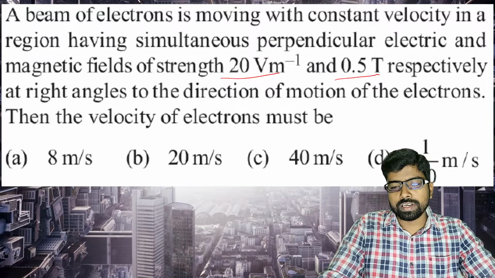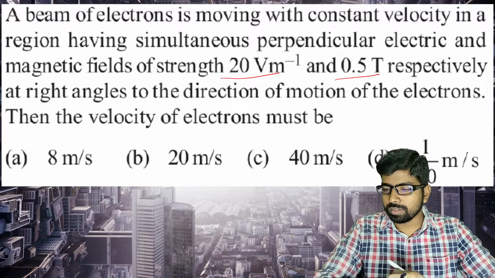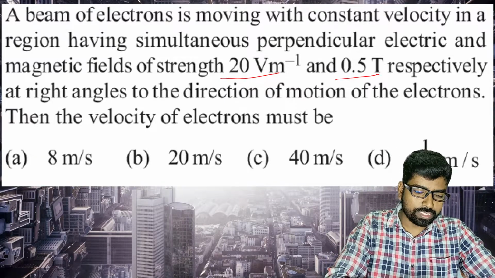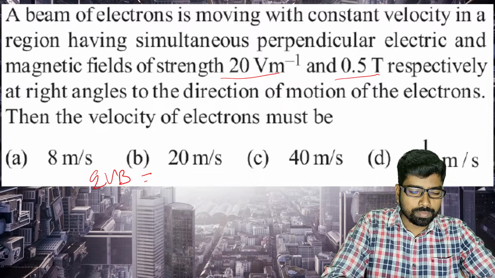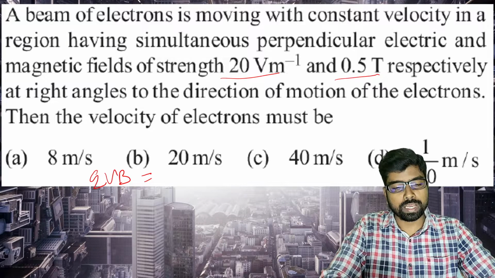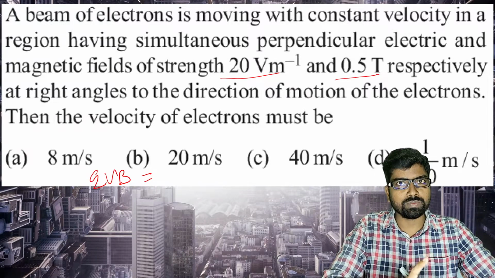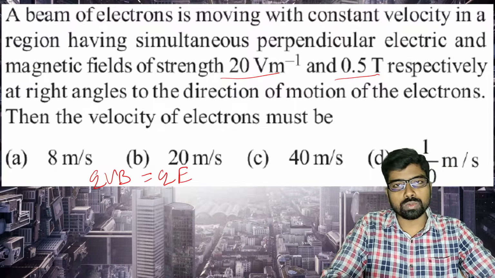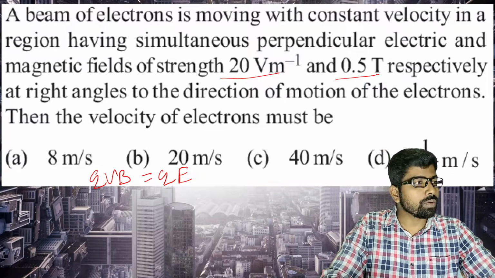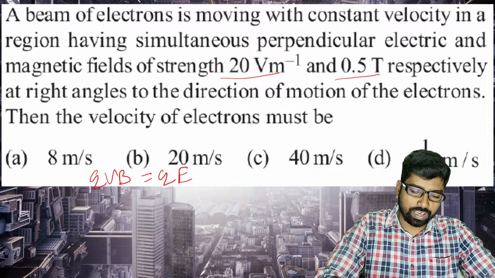Since the electric field and the magnetic field are perpendicular to each other, the force acting because of the magnetic field will be QVB, and the force because of the electric field will be QE. Now, what you have to find out is the velocity.